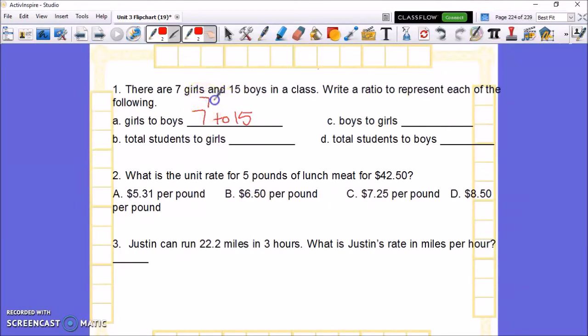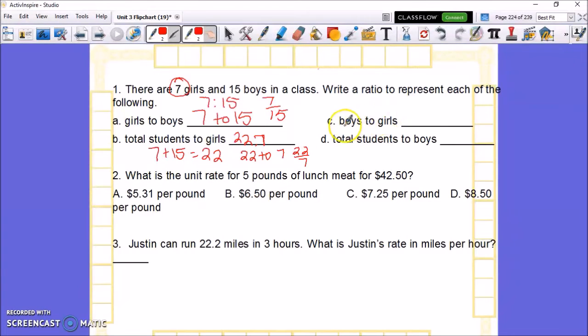Or to do 7 colon 15. Or 7 over 15. Okay? B, total students to girls. Well, we know we have 7 girls. We know we have 15 boys. So 7 plus 15, that gives us 22. That's our total amount of students. So since it says it first, it'll be 22 colon 7. Or 22 to 7. Or 22 over 7.